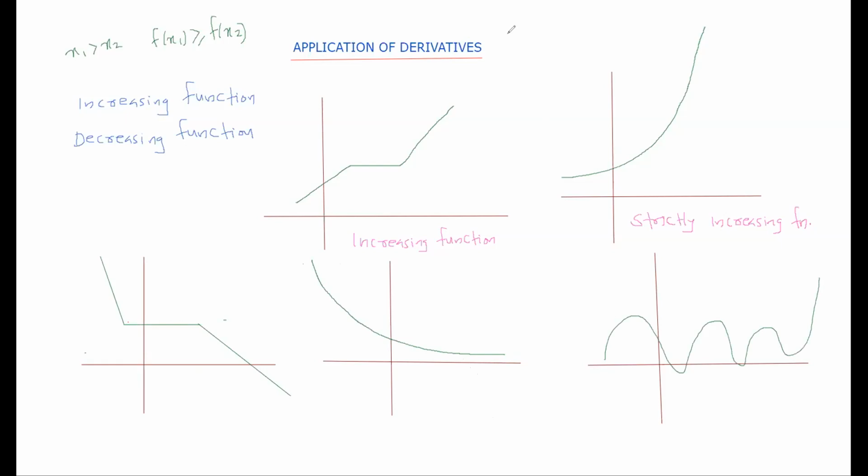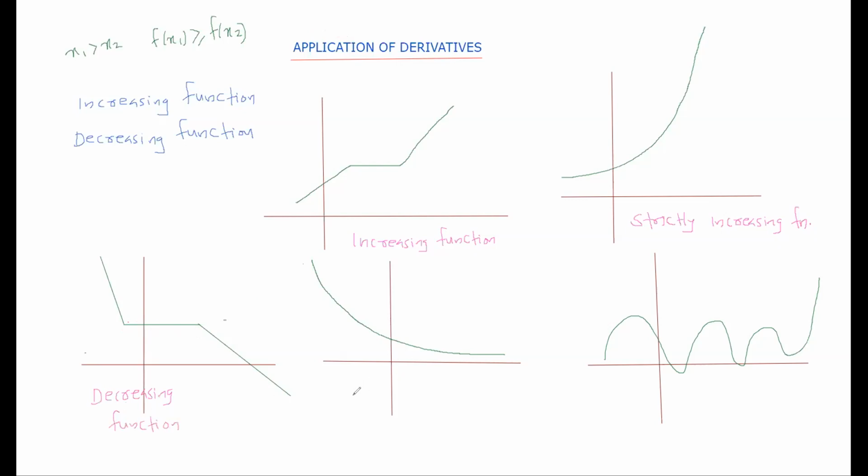So here, if you look at the first one, you can see that when you are moving towards the right, so when x is increasing, the function values are coming down, decreasing. And here there are some points where the values are constant also. These kinds of functions are known as decreasing functions.